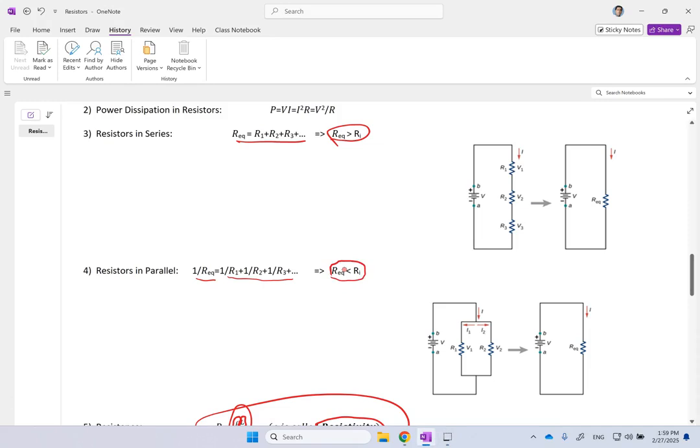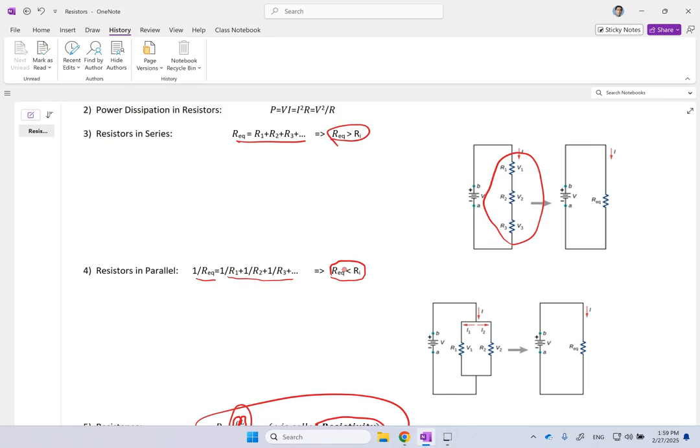So basically, when we put resistors in series, the goal is to make the resistance go up. We want to get a bigger resistance. When we put them in parallel, the goal is to put the total equivalent resistance down. We want to make the resistance smaller.